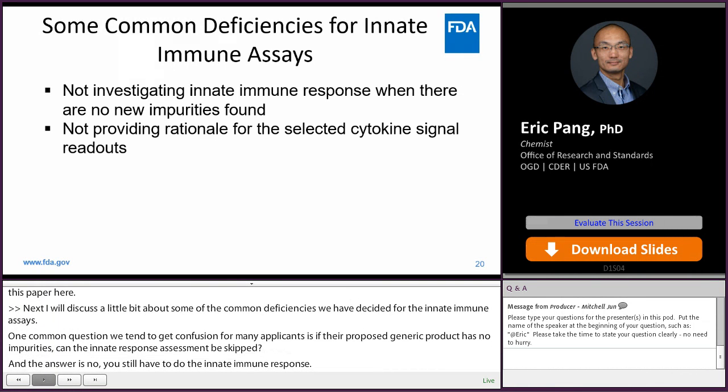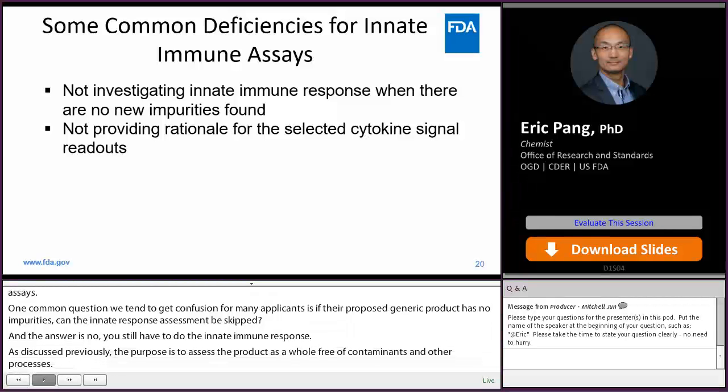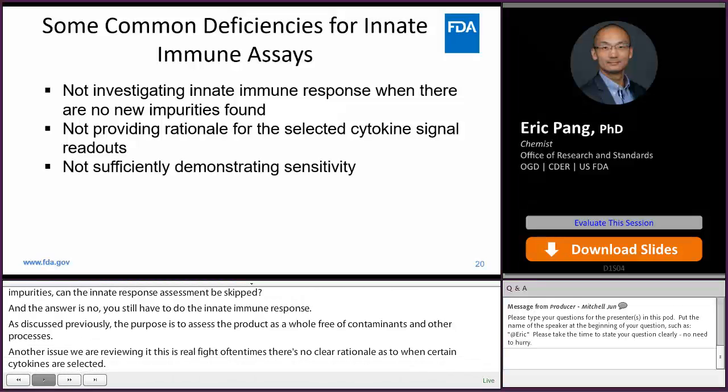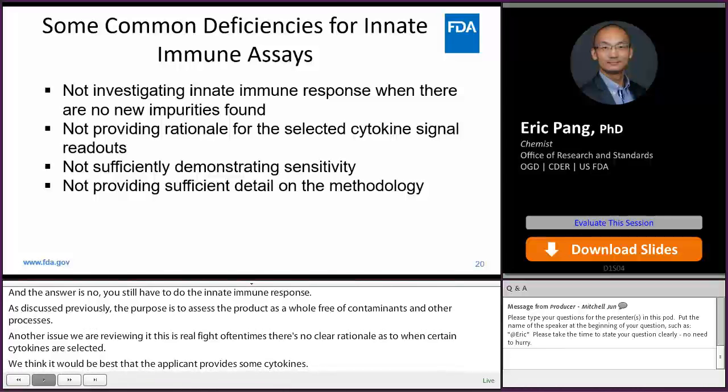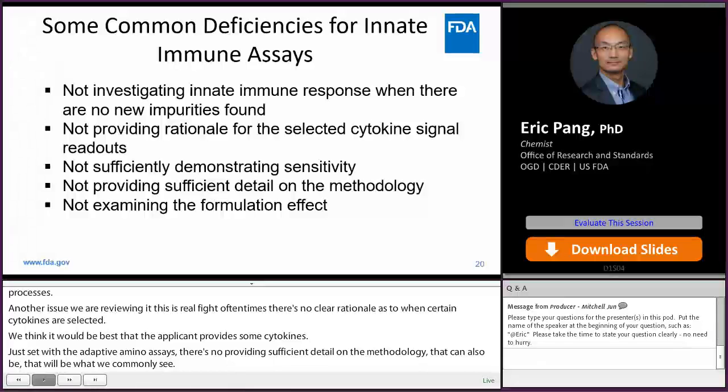Another issue when reviewing these assays is that oftentimes there's no clear rationale as to why certain cytokine signal readouts are selected. We think it would be best that the applicant provide some justification or rationale for selecting certain cytokines. And just like the adaptive immune assays, not sufficiently demonstrating the sensitivity or not providing sufficient details on the methodology is also what we commonly see. And finally, realize that there's a potential formulation effect. The formulation of the drug product may affect the assay.